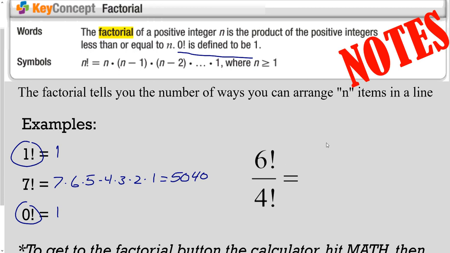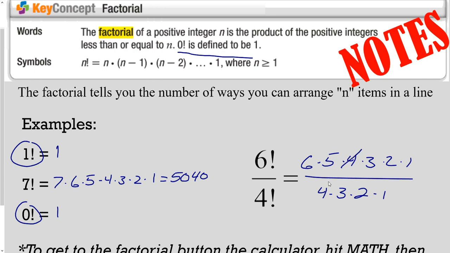Okay. What if we start dividing these or doing various operations with factorial? So let's do 6 factorial over 4 factorial. The easy way to see what's going to happen is to write these out. So I'm just going to write out all the factors. And you'll notice something right away. There's a 4 on top and a 4 on the bottom. And then there's a 3 on top and a 3 on the bottom and a 2 on top. And then the 1s, even though the 1s don't really do anything. All that's left is the 6 times 5. So 6 factorial over 4 factorial is just 30.